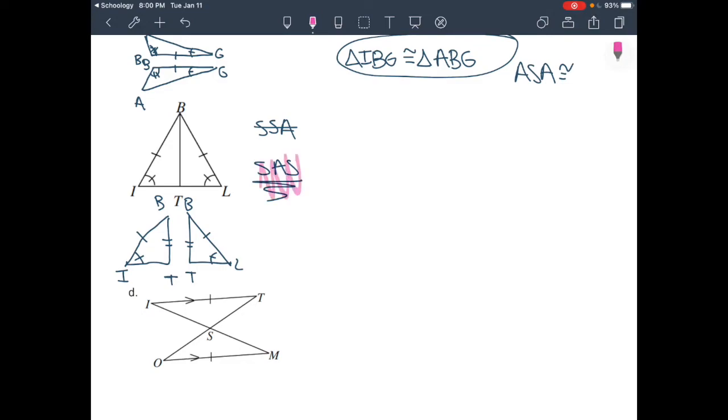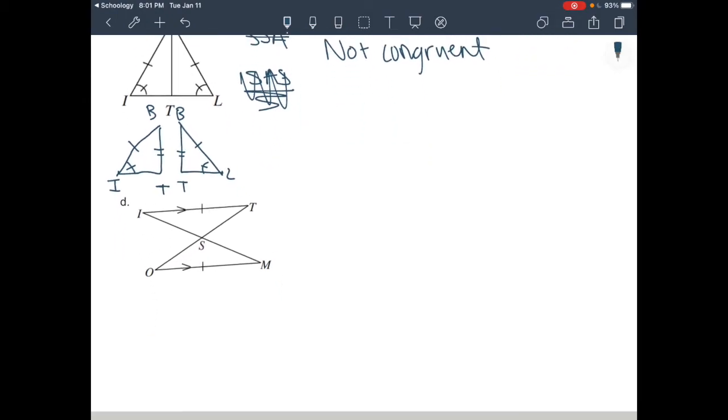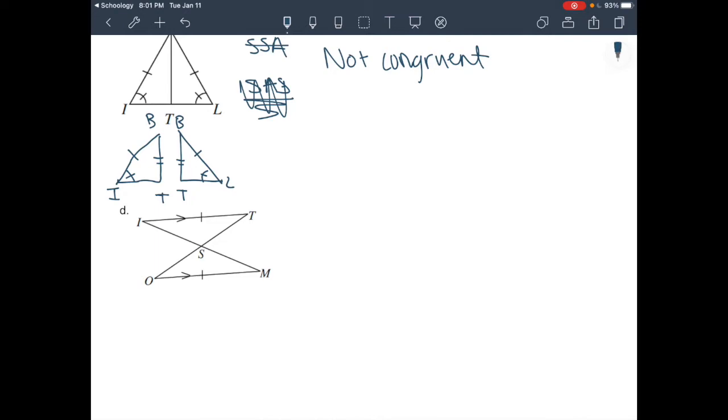So, oh, don't want that highlighter anymore. So this is not congruent at this point. Like there's not enough info. Maybe if they told you more later, it could happen, but not now. So then this last one, we've got some info here, vertical angles. So I have a set of angles and a set of sides, but I need more. So I'm going to use these parallels.